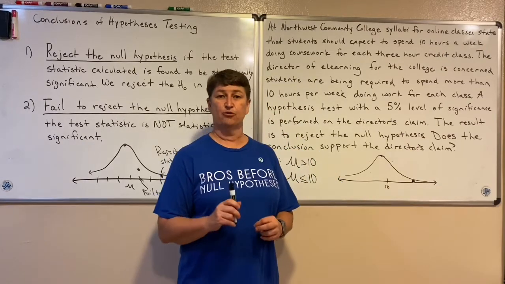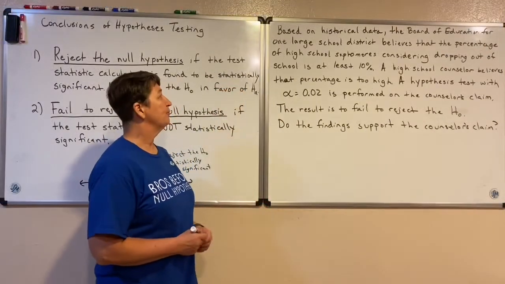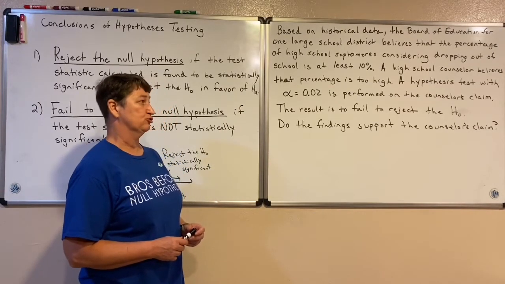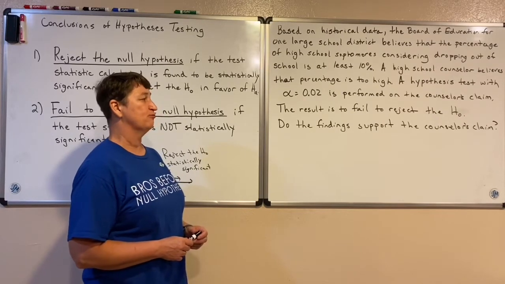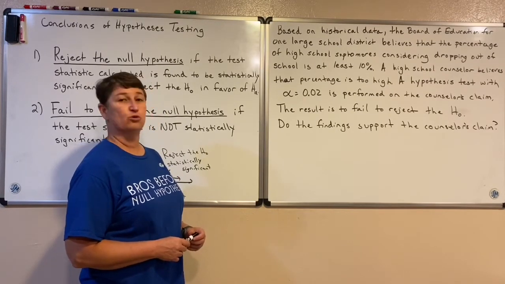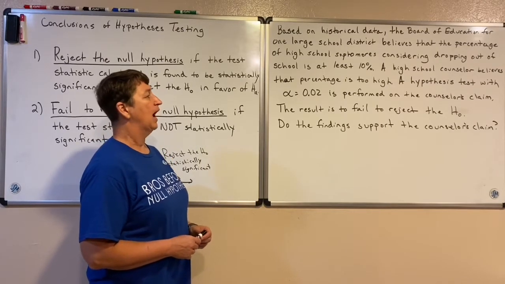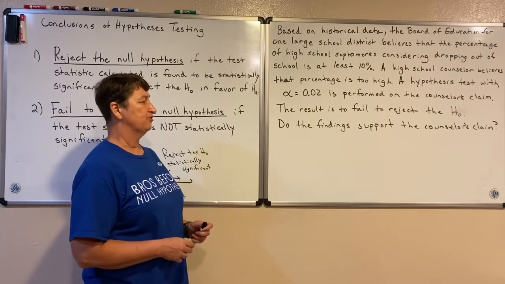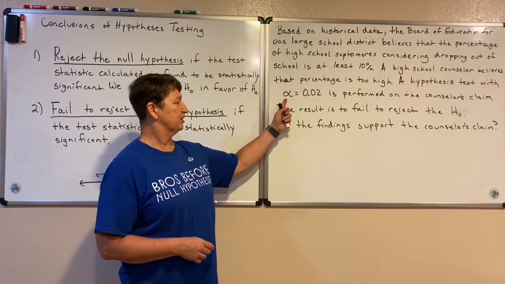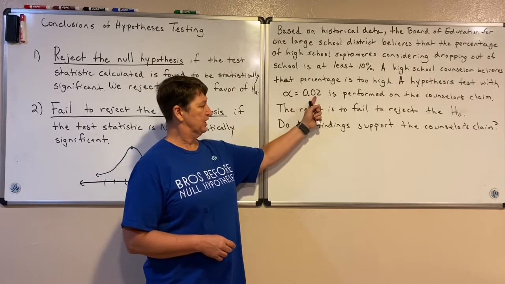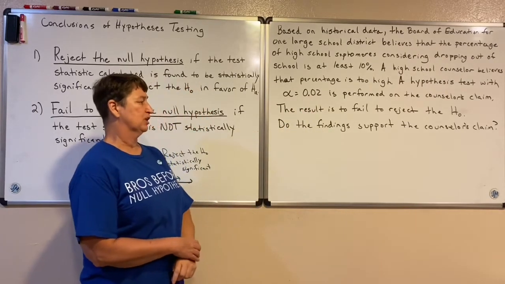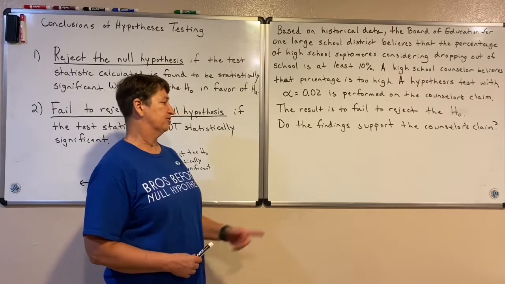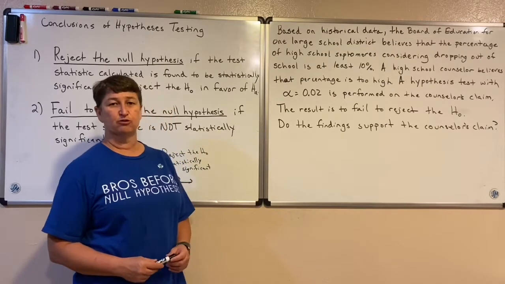Let's look at another example. Based on historical data, the Board of Education for one large school district believes that the percentage of high school sophomores considering dropping out of school is at least 10%. A high school counselor believes that the percentage is too high. A hypothesis test with a level of significance of 2% is performed on the counselor's claim. The result is to fail to reject the null hypothesis. Do the findings support the counselor's claims?